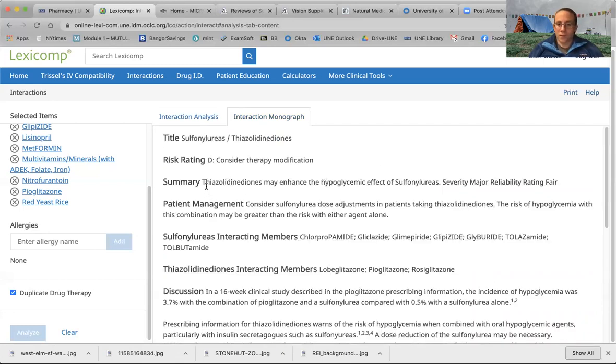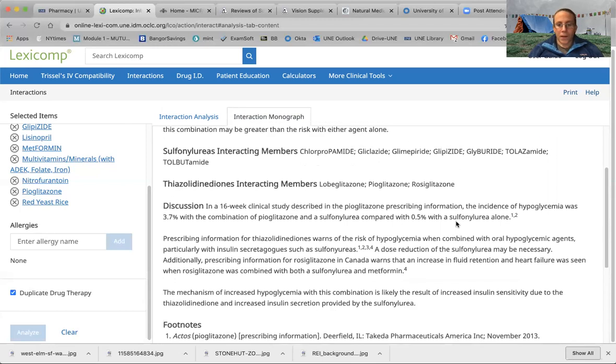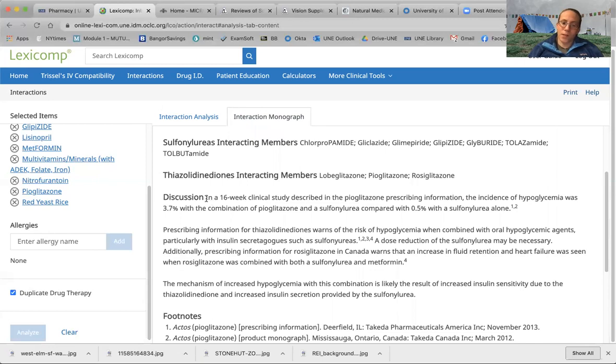Similarly, same thing here. TZDs are going to enhance the hypoglycemic effect of sulfonylurea. Again, major and fair. And here we actually have some detailed studies. In a 16-week study of pioglitazone plus sulfonylurea, the rate was 3.7%, compared with 0.5% for sulfonylurea alone. So that's pretty high, right? That's a much higher incidence of hypoglycemia.